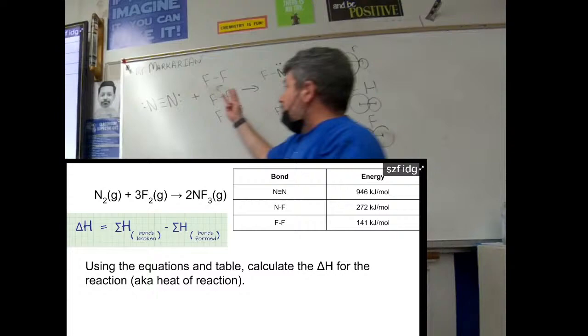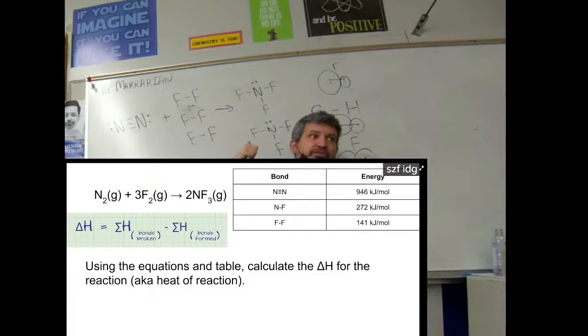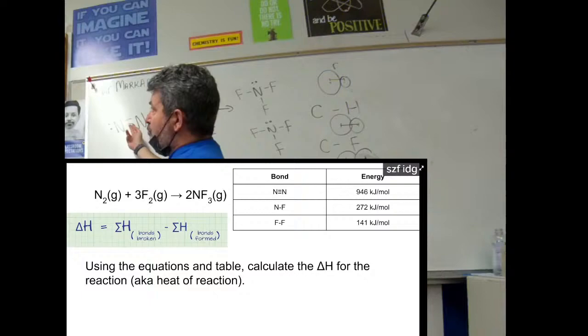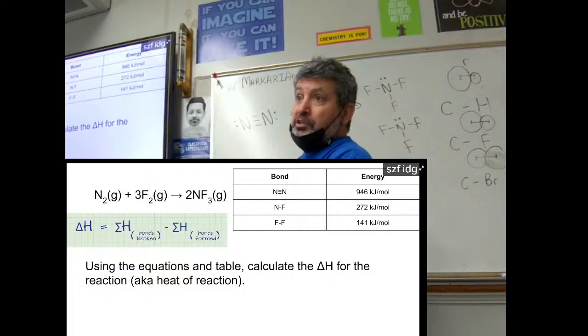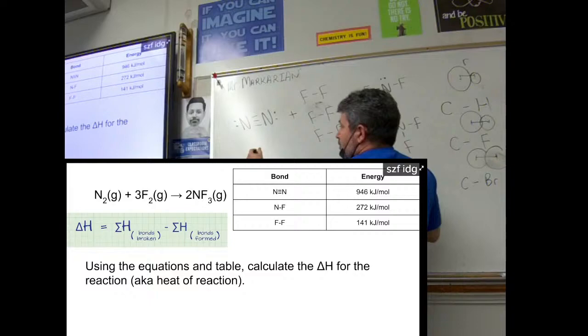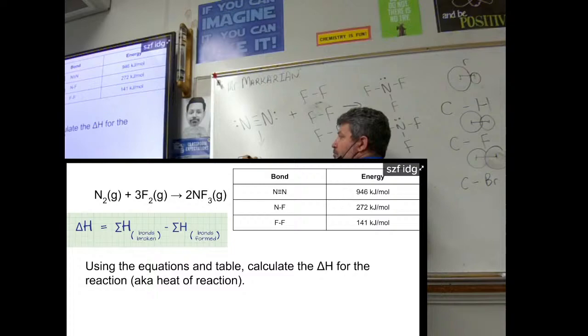The reason why I draw these when I get a question like this is so I can see the bonds. So we have one N2 with a triple bond, and that bond takes 946 kilojoules per mole to get apart. Okay. So if it's bonds broken minus bonds formed, I'll set up a little equation here. And for the N2, I'm going to put 946 kilojoules per mole. I'm going to do that first.